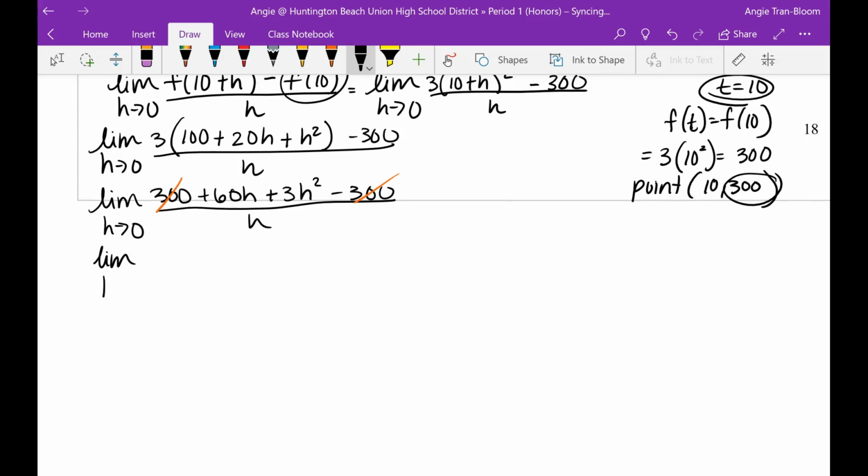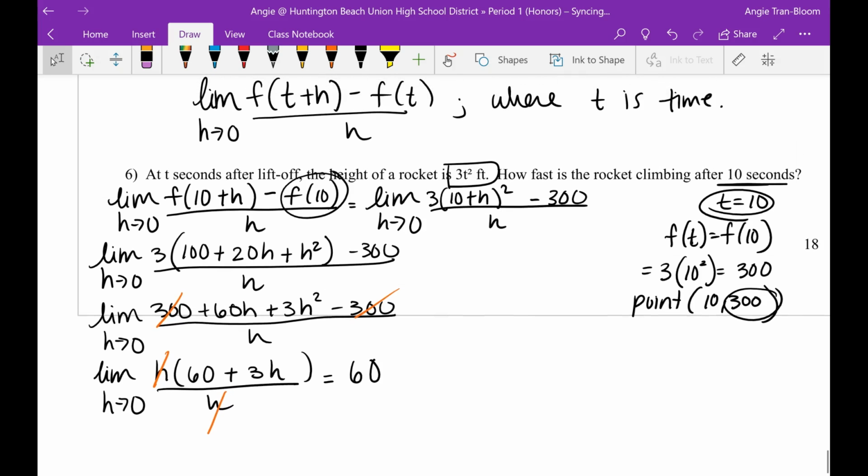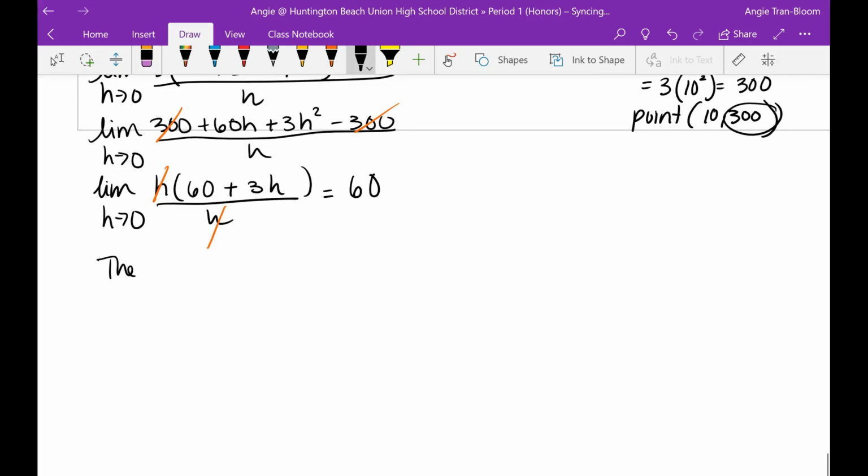So limit as h approaches 0. Here's an h taken out, okay? So now we have 60 plus 3h all over h. These h are canceling, okay? So now I'm going to substitute in 0. So when h is substituting as 0, I'm going to end up with 60, okay? So the speed of the rocket is 60 feet per, let me see the time, it's in seconds, okay? So the speed of the rocket is 60 feet per second.